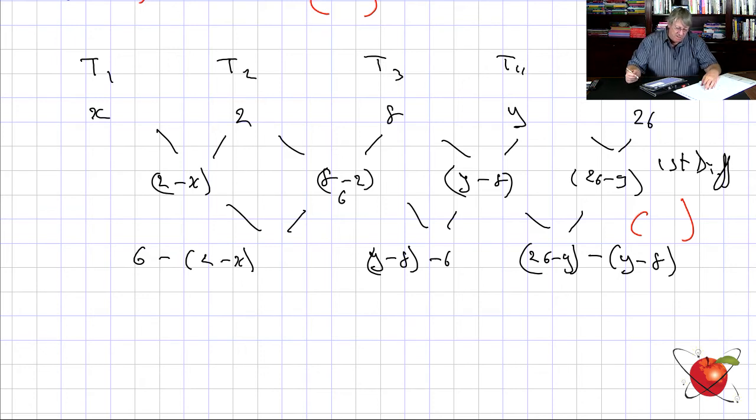Okay? Therefore, I keep going. What does it say? This is going to be 4 plus x. This over here is going to be y minus 14.